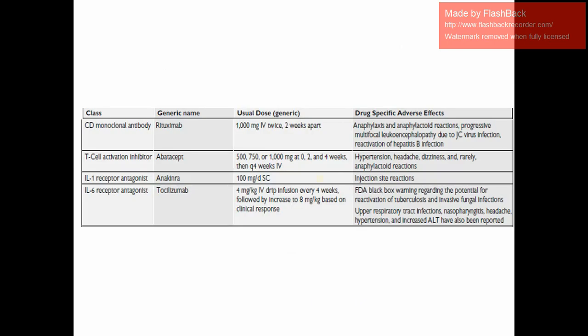This is the common dosage for rituximab, abatacept, anakinra, and tocilizumab. As you can see, risk of infections is common to all the DMARDs. PML is a relatively unique side effect of rituximab.